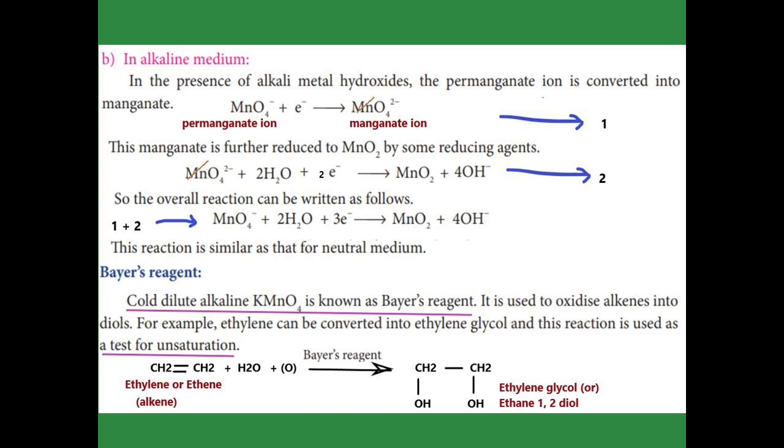Now ethylene, formula CH2=CH2. Here if it undergoes oxidation with the help of water, it gives ethylene glycol, formula CH2OH-CH2OH. Another name is ethane-1,2-diol.